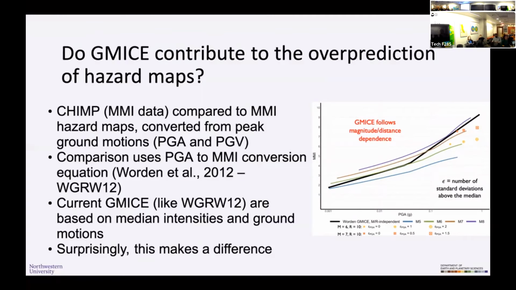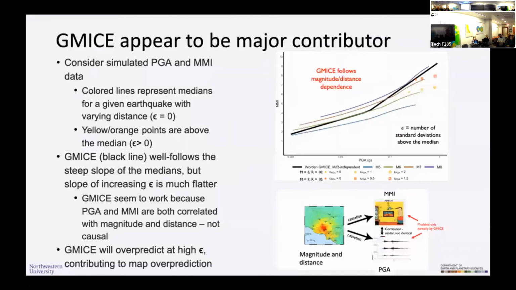And this choice of using the median is actually surprisingly impactful. What we did is we simulated PGA and MMI data, and shown here are the median predictions from these simulations colored by magnitude. So as the line goes on, the distance from the earthquake changes. What you'll notice is that the GMICE, which is the thick black line, well follows the steep slope of the median observations from simulated data.